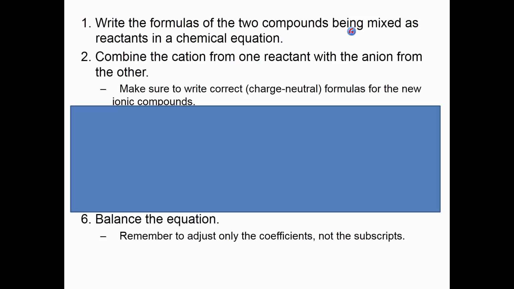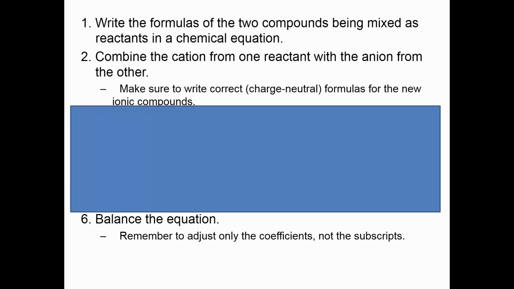So as you're doing this, this is really the key step in this whole process: you write the correct formulas for the new ionic compounds. These new formulas need to be charge neutral. Okay, and we'll go through and look at an example of this, but this is the key to the whole process. We can skip over all of these other steps. We'll come back to them later.